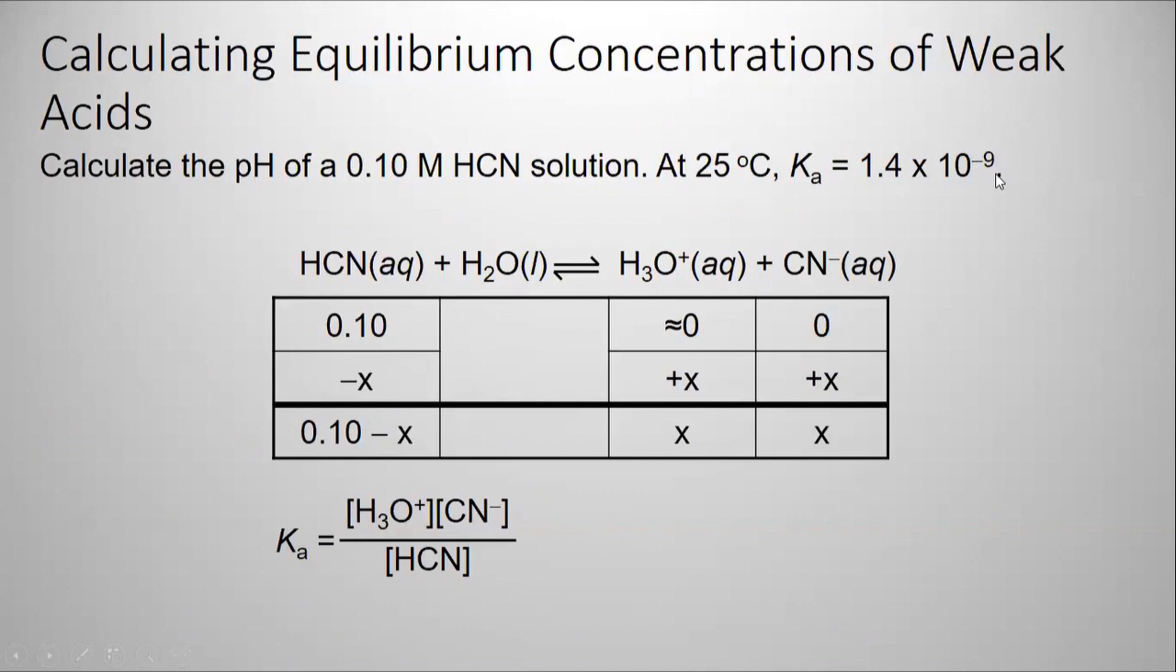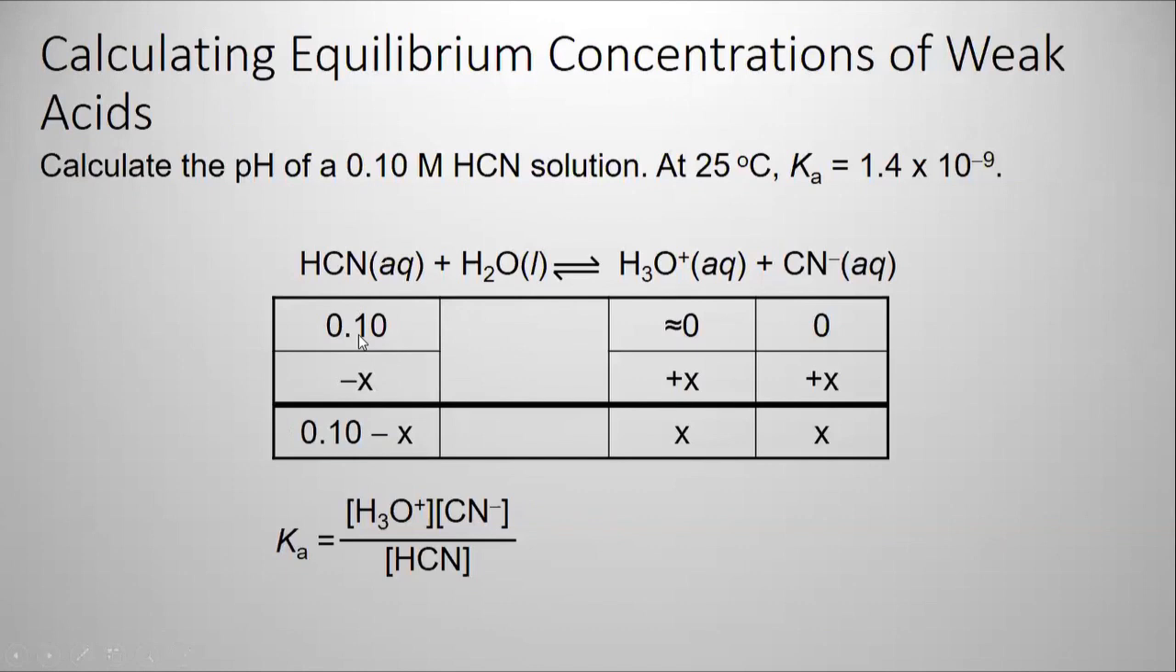Ka is 1.4 times 10 negative 9. And it's HCN, which is another weak acid that you should be familiar with from 101. But if you're not familiar with it, HCN is a weak acid, hydrogen cyanide. So do we have the initial concentration? Yes. Do we have the Ka? Yes. So here is the ICE table.